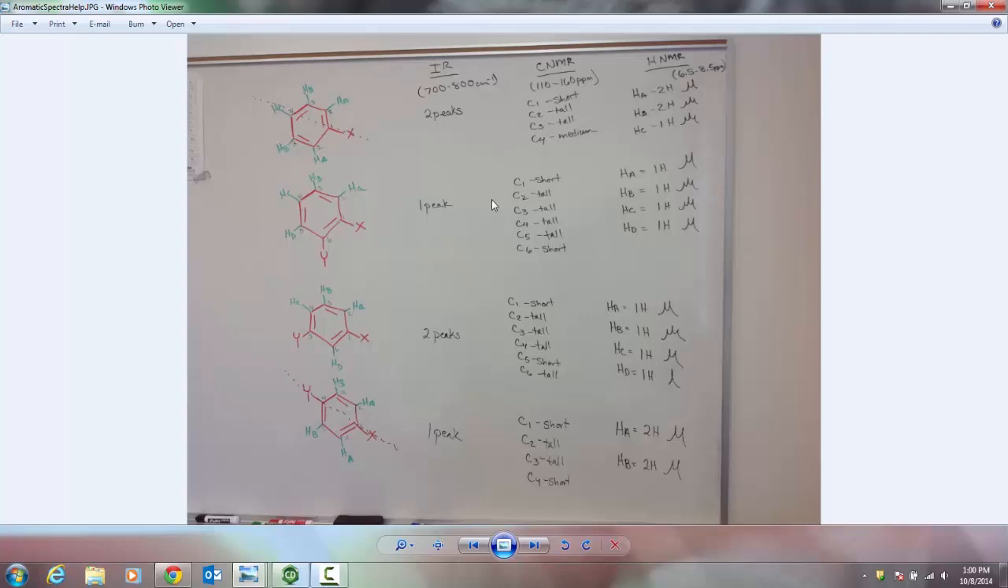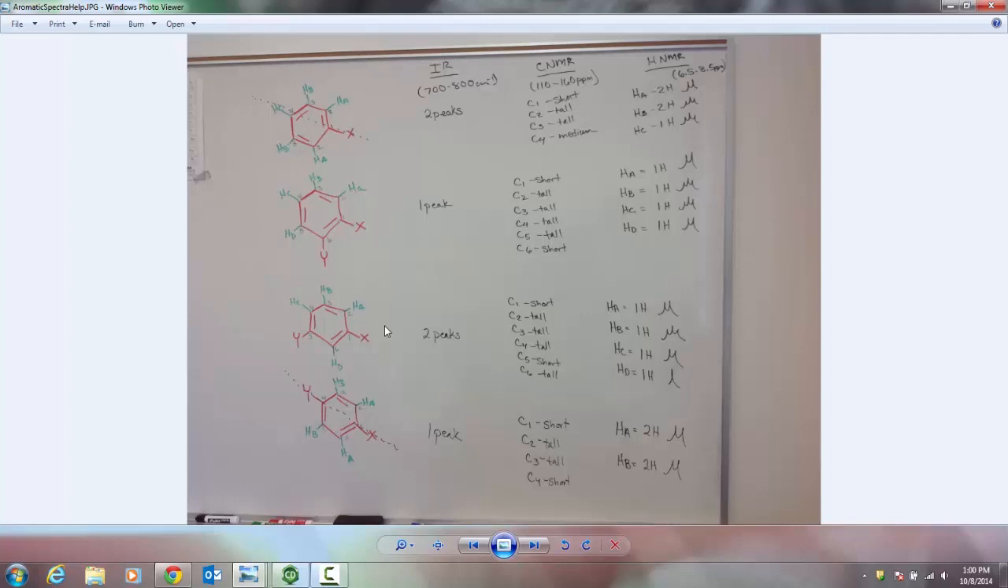If you're looking at an ortho substituted ring, there are 6 chemically unique carbons. They're all chemically unique. Carbons 1 and 6 will be short because they don't have hydrogens on them, and carbons 2, 3, 4, and 5 each have a hydrogen on them, so they will be tall peaks.